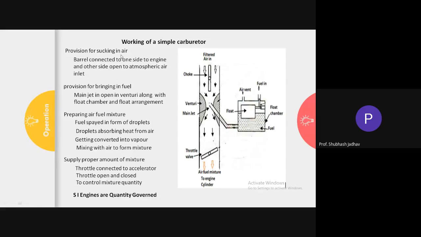Provision for sucking in the air. काय प्रोव्हिजन आहे बाबा आपल्याला कार्बोरेटर मध्ये एअर सक करण्यासाठी? What is the provision for bringing the fuel into the carburetor? How the air fuel mixture is being prepared in the carburetor, and how to ensure that proper quantity of air fuel mixture is being supplied to the engine. 4 प्रश्न विचारलेले आहेत. 4 प्रश्नांपैकी कुठल्याही प्रश्नाचं उत्तर येत नसेल तर you can tell me. We can go for once again explanation before going further.